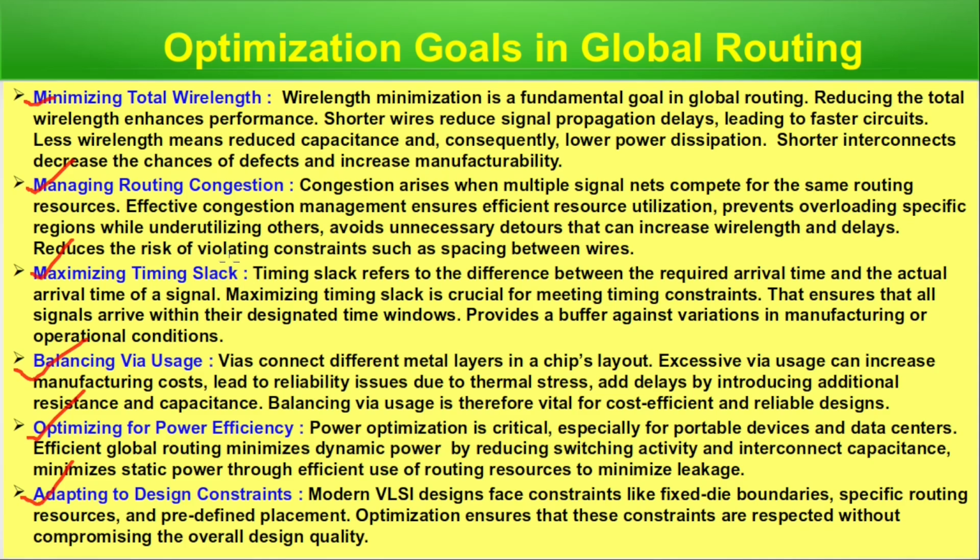Maximizing timing slack. Timing slack refers to the difference between the required arrival time and the actual arrival time of a signal. Maximizing timing slack is crucial for meeting timing constraints. That ensures that all signals arrive within their designated time windows, and provides a buffer against variations in manufacturing or operational conditions. So timing slack is required for meeting timing constraints. And balancing via usage.